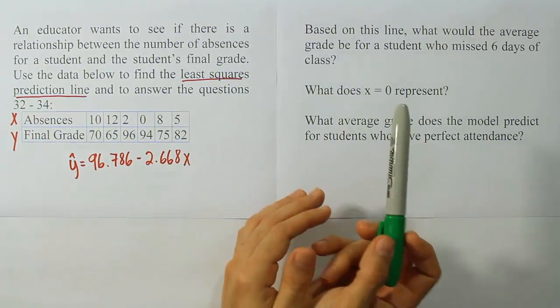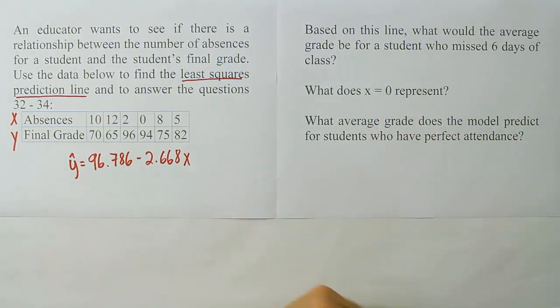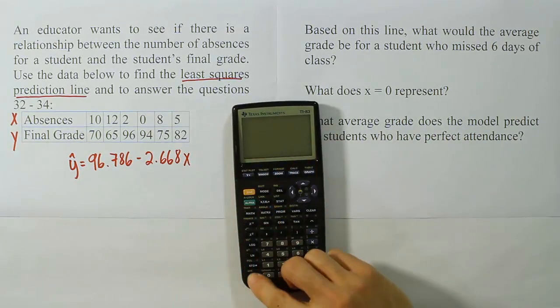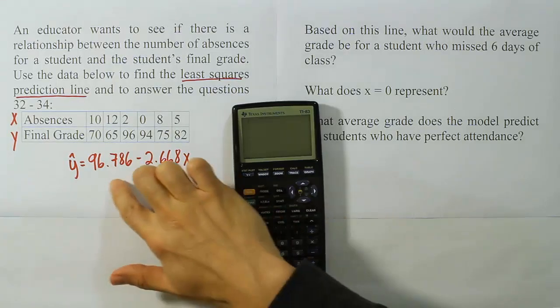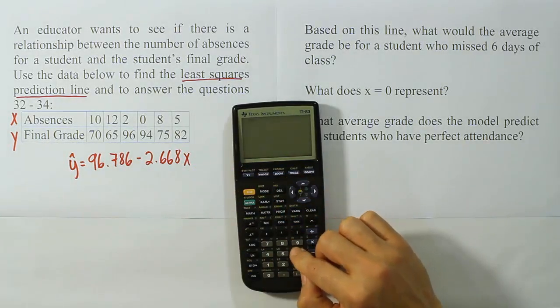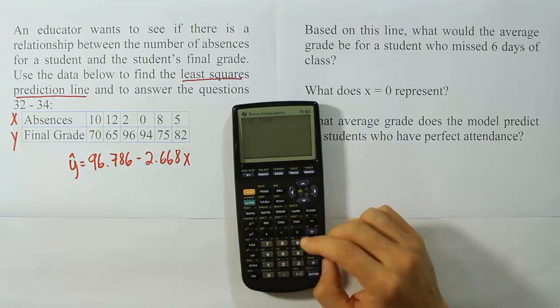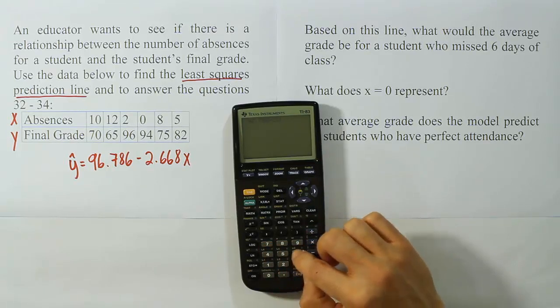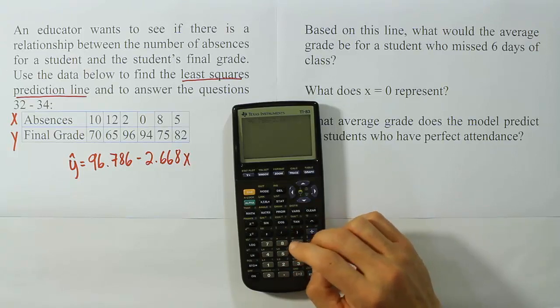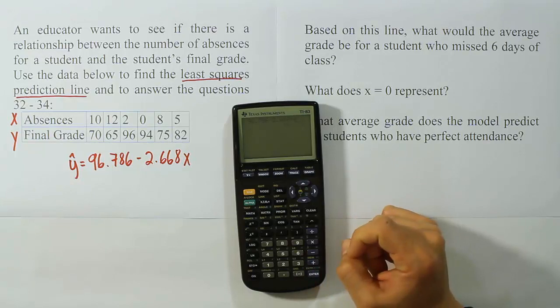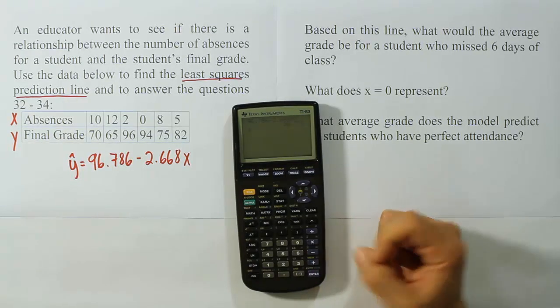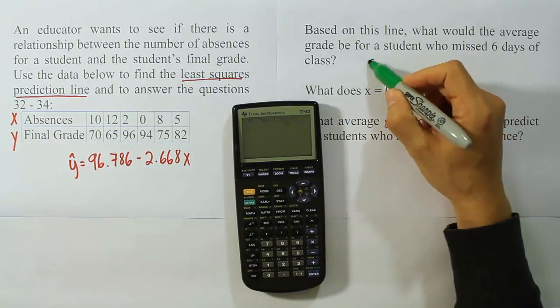So based on this line, what would the average grade be for a student who missed 6 days of class? Well, let's just plug 6 right into our equation real quick, right? So let's see what that gives us. We're just going to plug it in just as you see it here. We're going to have 96.786 minus 2.668 times 6. And when you do that, you get the answer 80.778. So the answer for the first question here is 80.778.